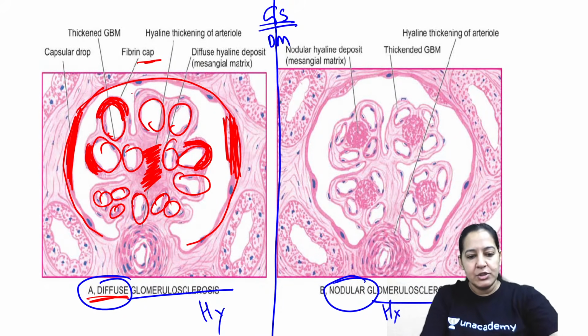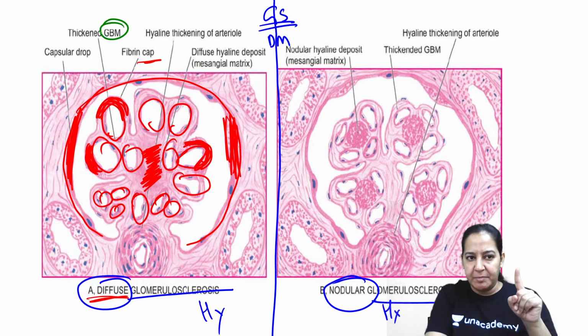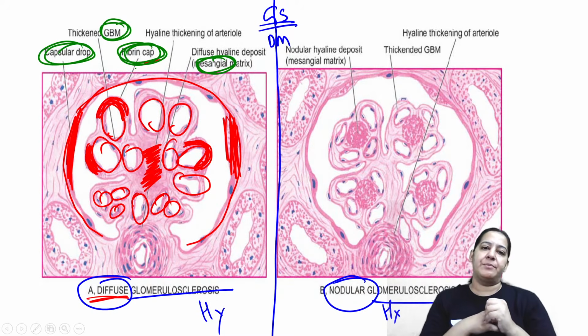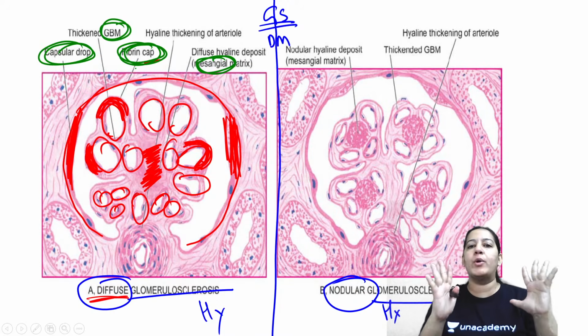Learn the 4 places. So you have to say, ma'am, the first one is the GBM. The second one is the mesangial matrix. The third one is the Bowman's capsule, known as capsular drop. And the 4th one is the cap in the capillary, that is the fibrin cap. These are the 4 places. That's why it is known as diffuse.